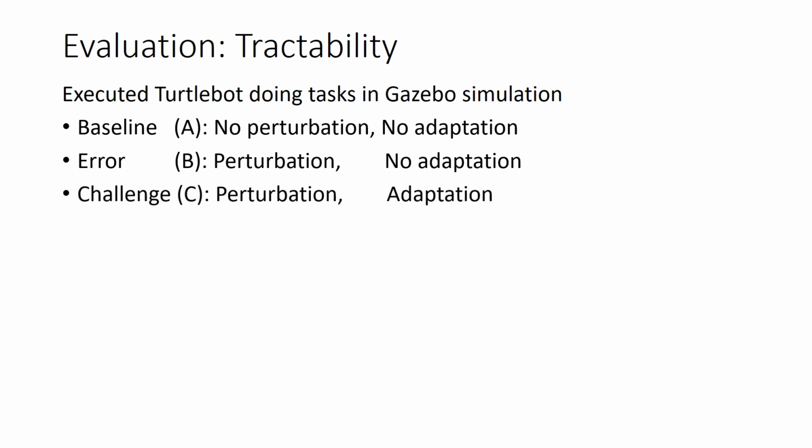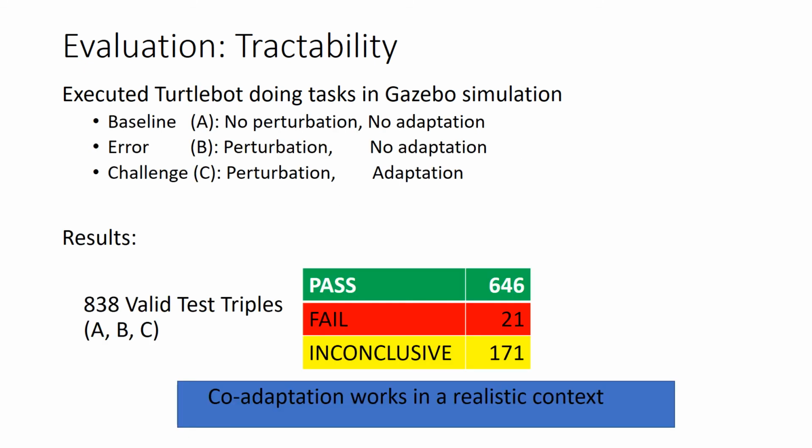In the final case, or C case, we run the robot with the same starting condition as A and B, the same perturbations as in B, but this time with the adaptive infrastructure. Each A, B, and C case forms a test tripod where we can compare mission success, timing, and accuracy between the same starting conditions and perturbations. In total, we collected 838 such test tripods with randomly chosen starting conditions, tasks, utilities, and perturbations.